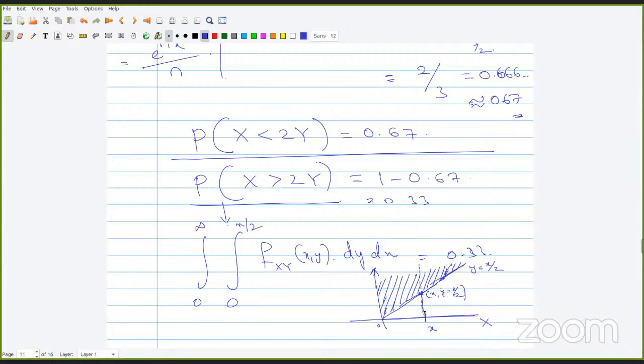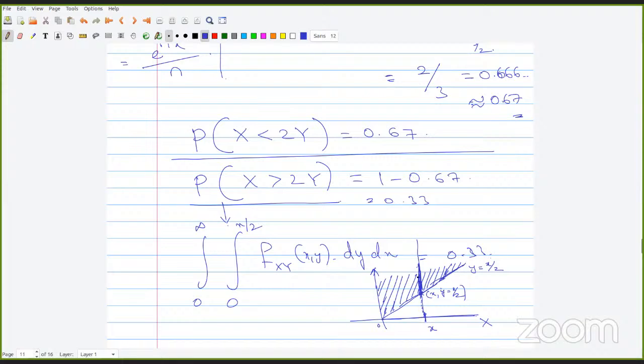So for one fixed x, in this region, what all values can y take? If I fix x here, on this line, what all values can y take? X by 2 and above. So y runs from x by 2 to infinity. It can take values till infinity. So the lower limit of y is x by 2 and the upper limit of y is infinity.